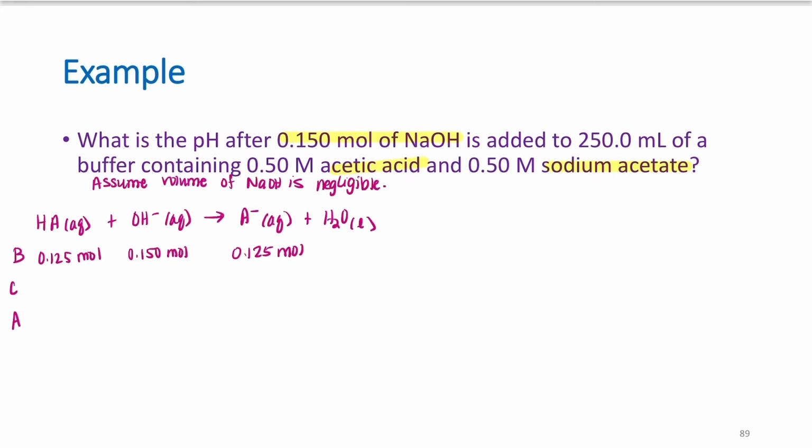When you look at these two numbers, we see that the 0.125 is the smallest number, so minus 0.125 moles, minus 0.125 moles, plus 0.125 moles. And after the neutralization, I don't have any of my weak acid left. I still have 0.025 moles of hydroxide remaining, and I now have 0.250 moles of my acetate, or my conjugate base. Here's the trick. You've got a strong base with a weak base.